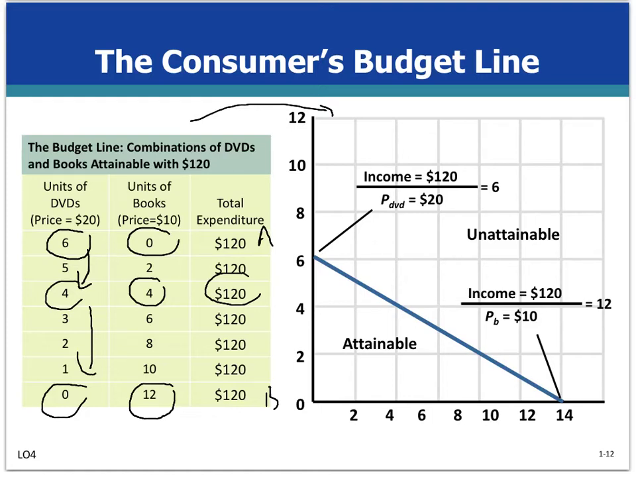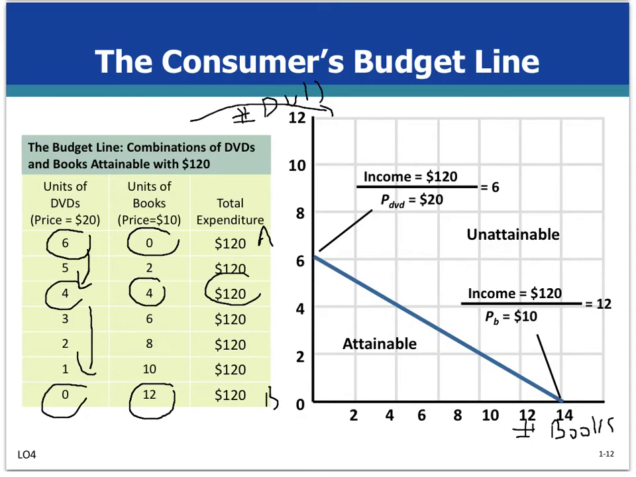And we need to draw a graph. For a graph, we need 2 axes. You can put one of the axes as number of DVDs. This is number of DVDs. It's an arbitrary choice. You can choose the number of DVDs on the horizontal axis and draw the graph again. On the horizontal axis, we will have number of books.